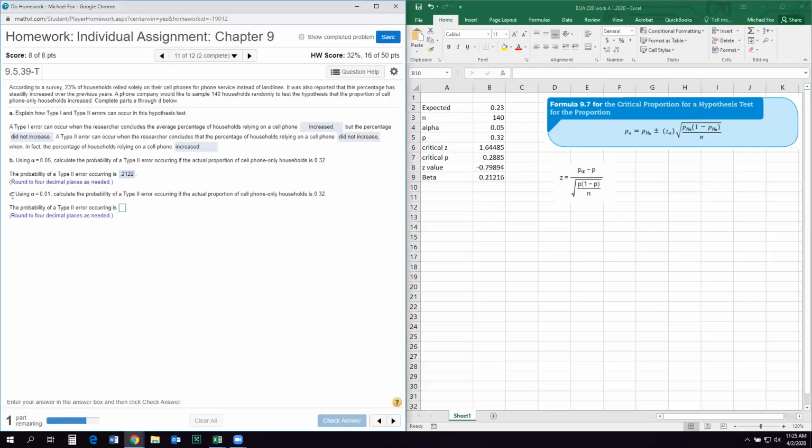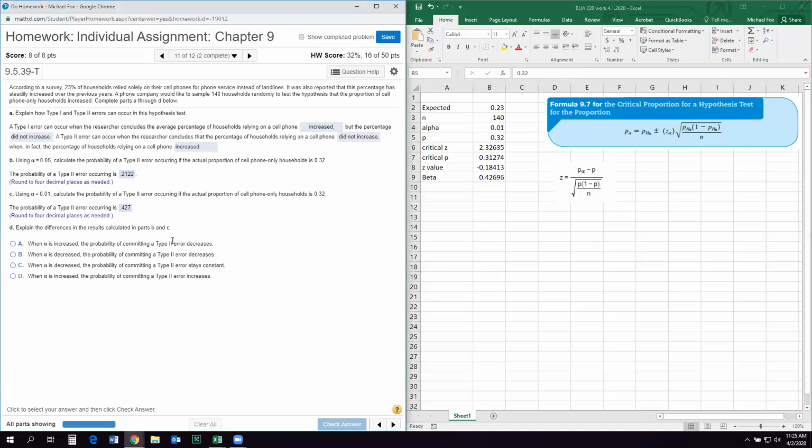Then it's going to say, using an alpha of 0.01, calculate the type 2 error. So all I have to do is go back to my calculator and change that to 0.01. And there's my new beta, 0.4269, which is 0.427.